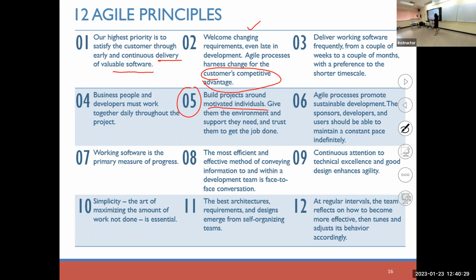Number 6, promote sustainable development. Sponsors, developers, and users should be able to maintain a constant pace indefinitely. Okay, make sure that whatever you provide can continue. Not like only the first month everything is so nice, but later on everything is gone. The entire project period, for everyone, the support and everything should be given. And then the team will remain motivated to accomplish the project goal.